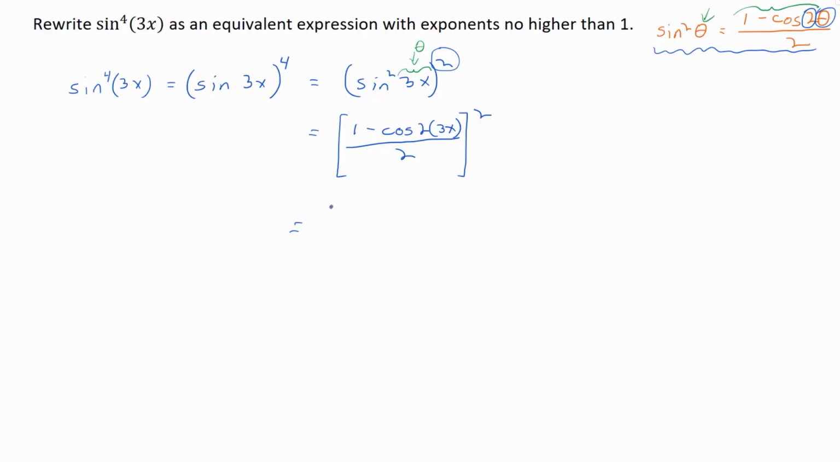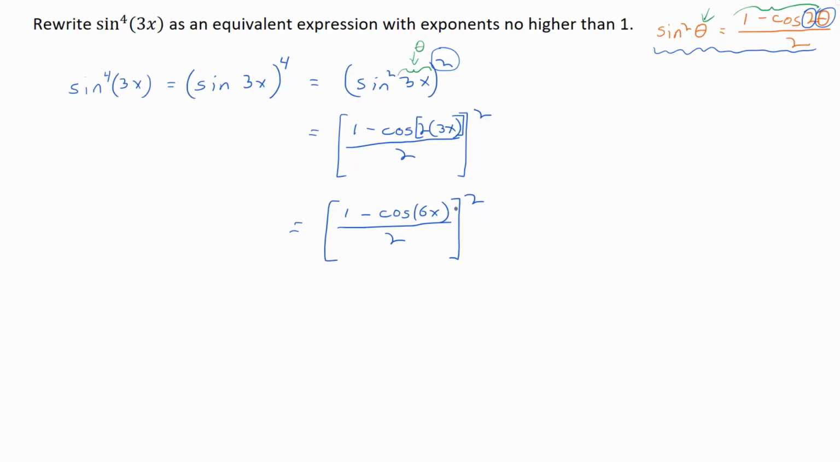And so that becomes 1 minus, and if you want to, you can put another little set of parentheses there. It's the cosine of that whole thing. 2 times 3x is 6x. So you can think of it as 1 minus cosine 6x. And really those parentheses aren't necessary, but it doesn't hurt to have them. So you get 1 minus cosine 6x all over 2, that whole thing brought to the second power.